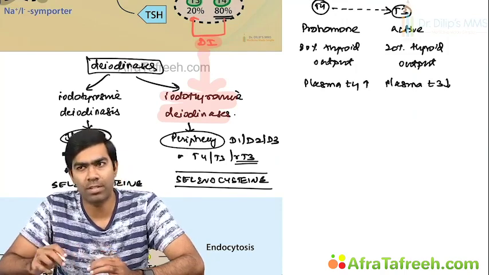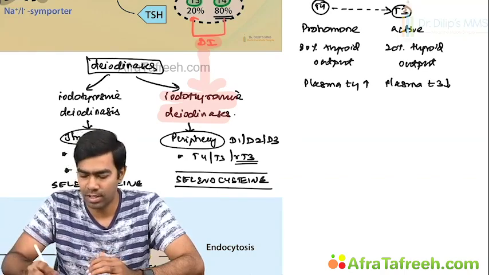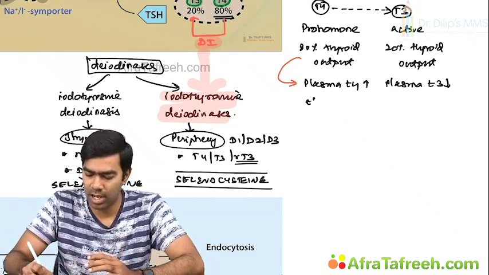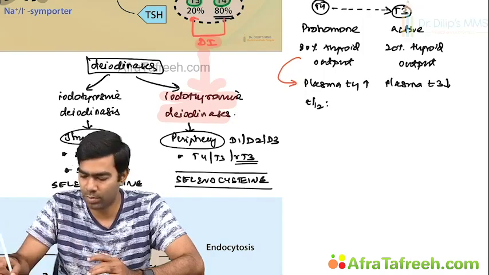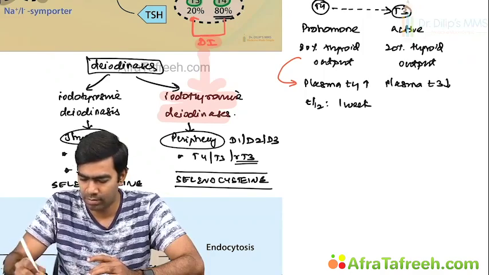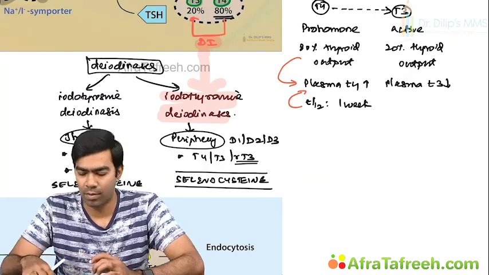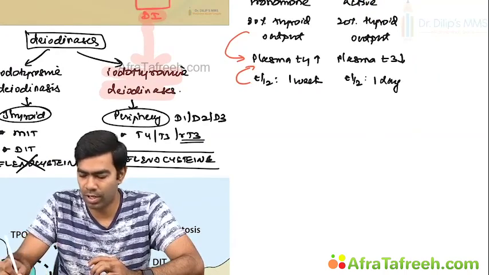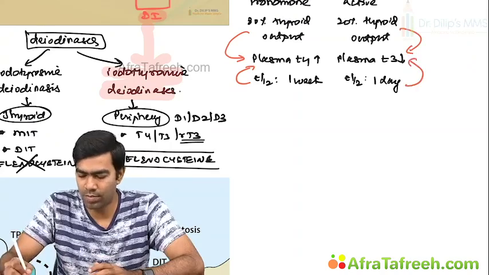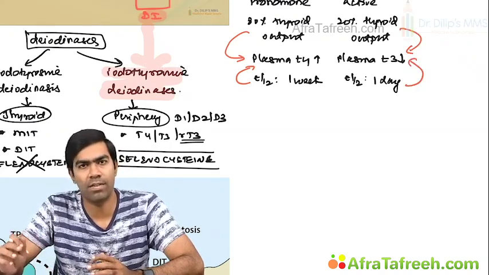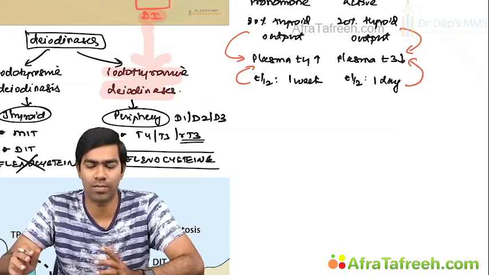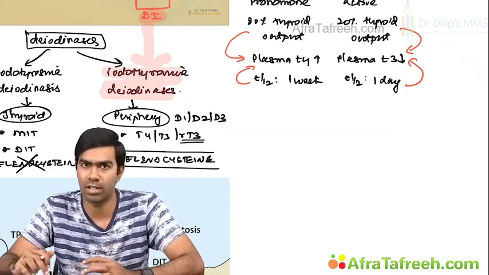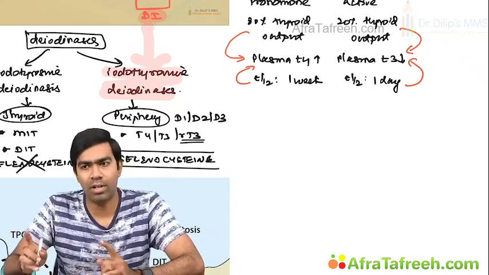There are two reasons why plasma T4 is in excess compared to plasma T3. One, the output from the thyroid gland is principally T4. Second, the half-life of T4 is very high, approximately 1 week, 7 days. But the half-life of plasma T3 is very low, only 1 day, that is 24 hours. These two are the major contributing factors which tell you why plasma T3 is lower than plasma T4.